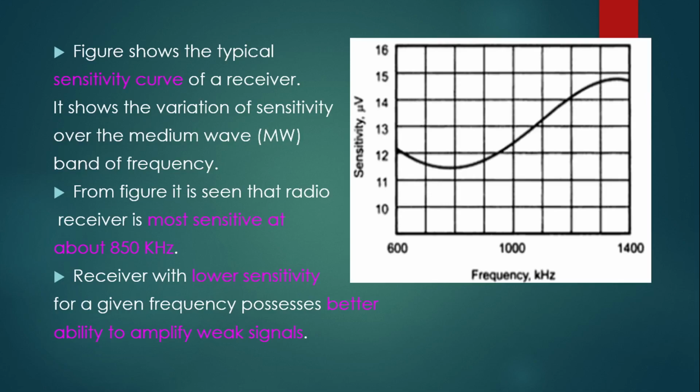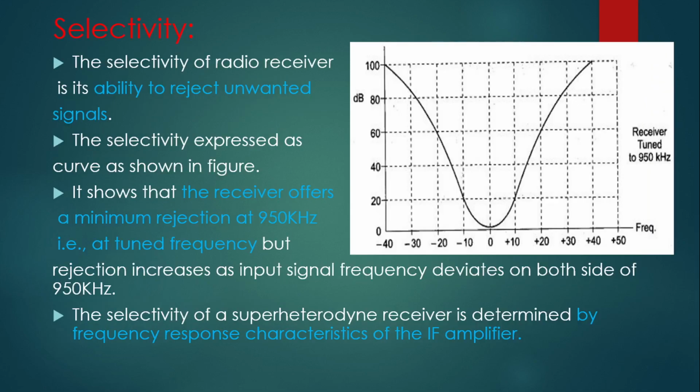So, that was the discussion about sensitivity. The next important parameter, from the three parameters sensitivity, selectivity and fidelity, is the selectivity. Selectivity of a radio receiver is its ability to reject unwanted signals, and it is expressed in terms of a curve. One typical selectivity curve is shown in this figure.